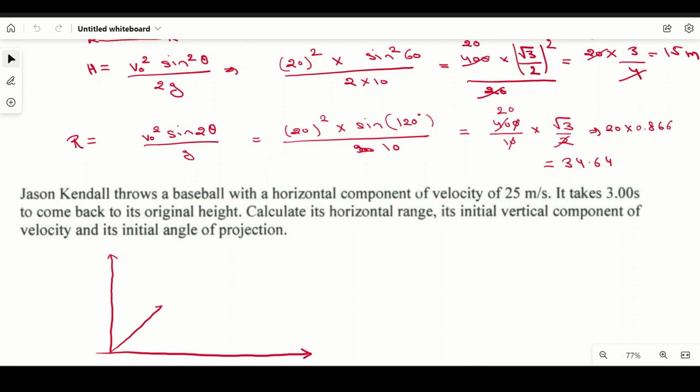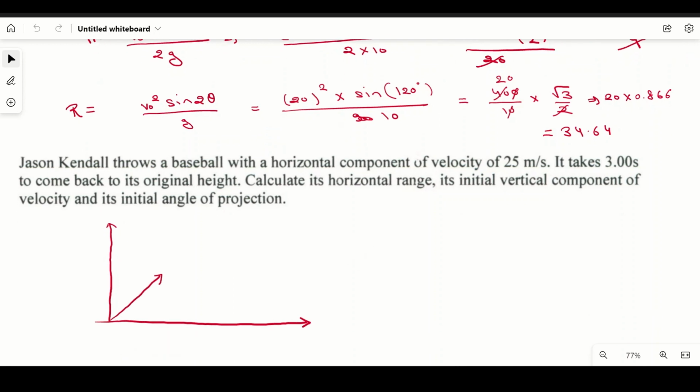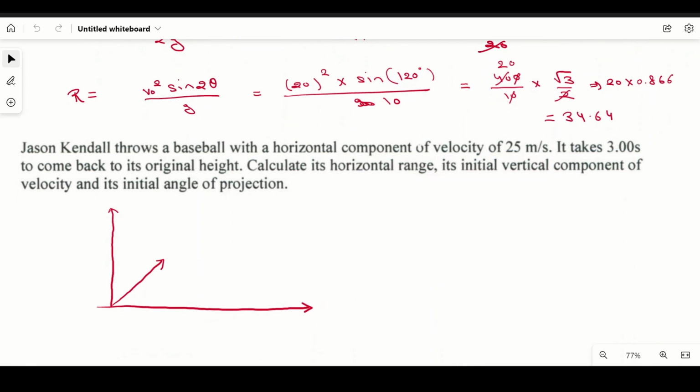He throws the ball like this, but we have not been given this velocity. You can see we have been given the horizontal component of the velocity. The horizontal component is in this direction, which is 25 meter per second. This is theta, this is the initial velocity V naught. So the horizontal component of V naught is 25 meter per second. It takes 3 seconds to come back to its original height, so the total time of flight is 3 seconds.